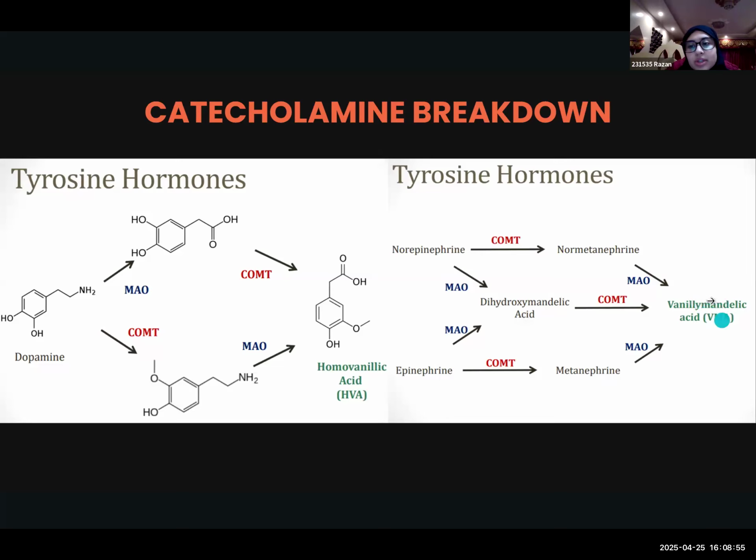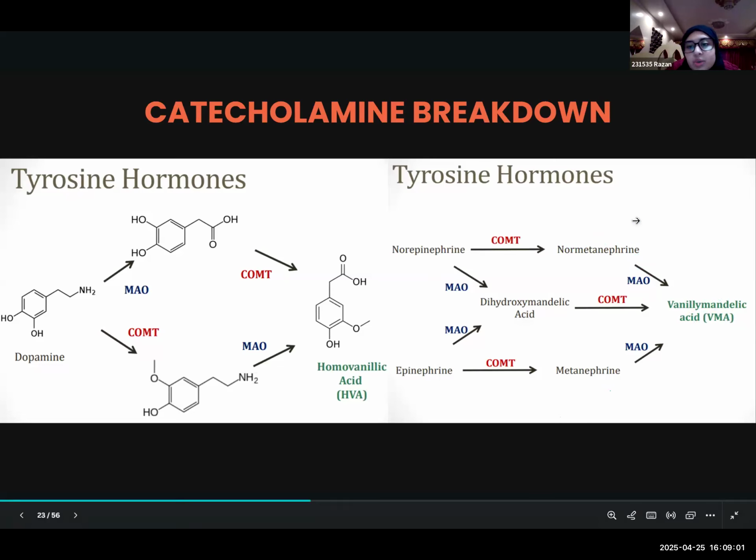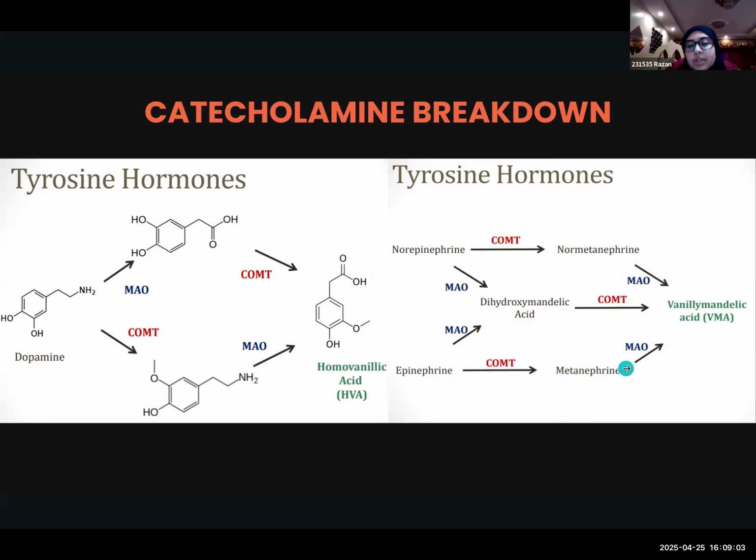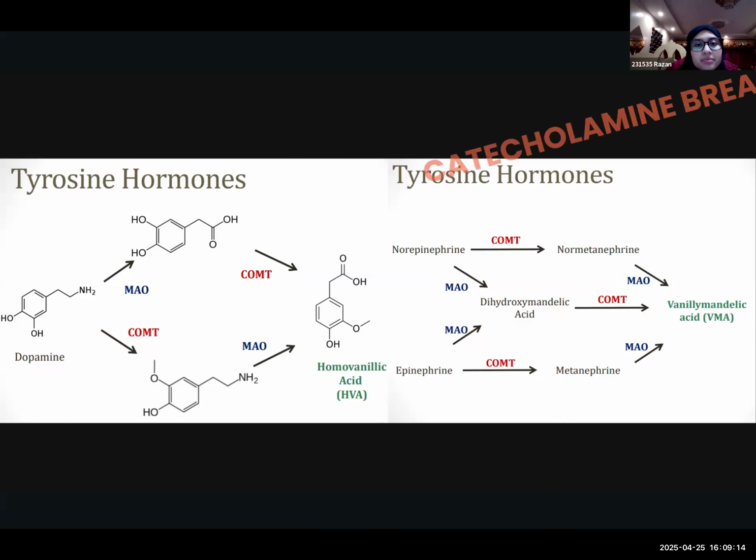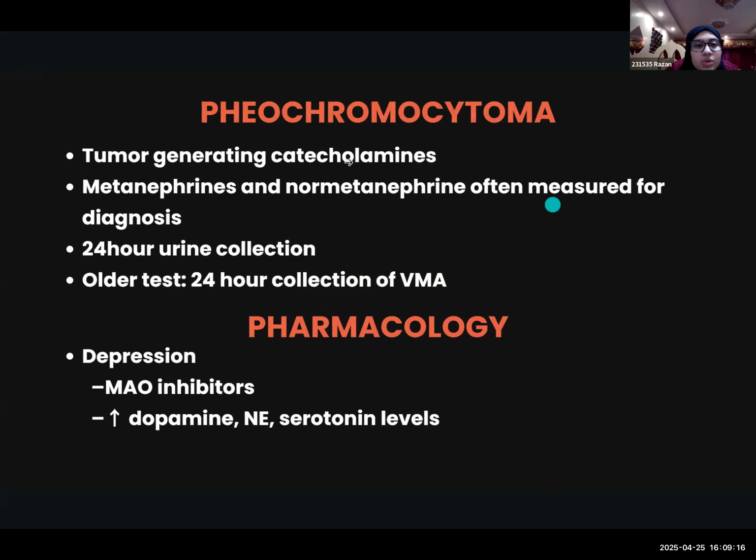Recently, they're not using this metabolite. They're using normetanephrine and metanephrine. So either one of these three, or actually these both are used together, and this is used a lot. So either one of them could lead to diagnosis of pheochromocytoma. Here's the same thing, pheochromocytoma.